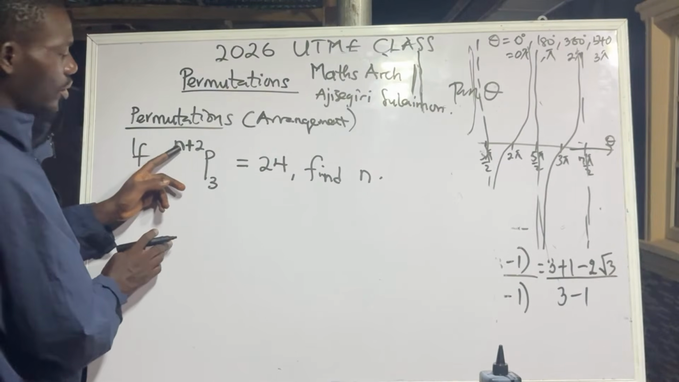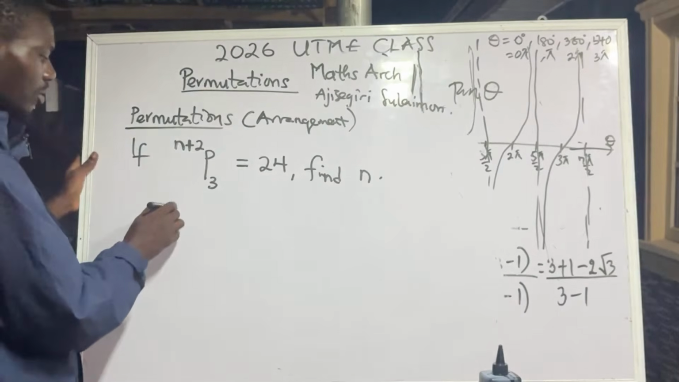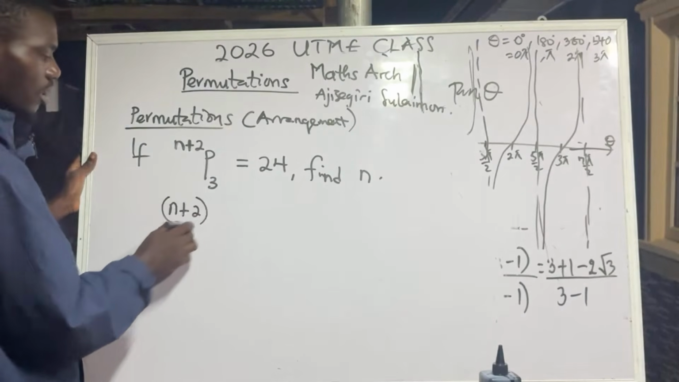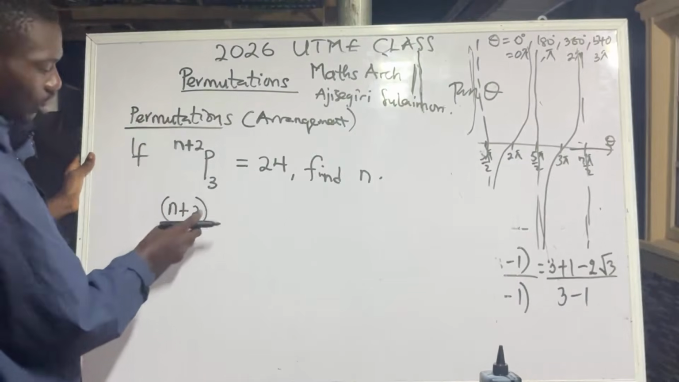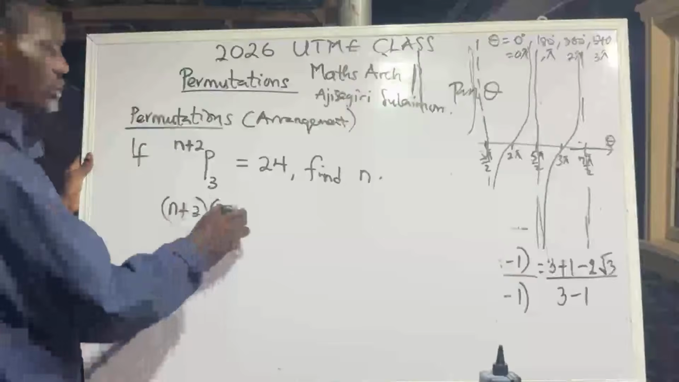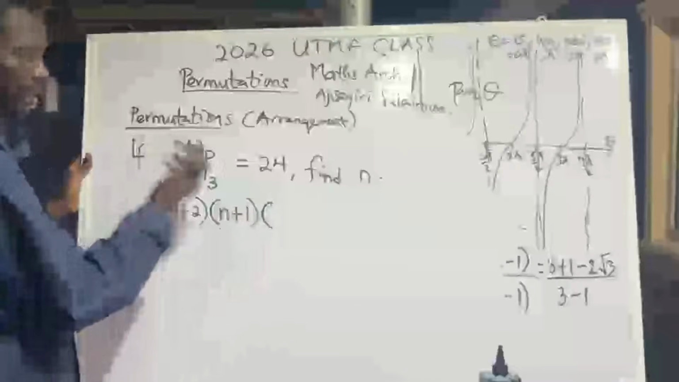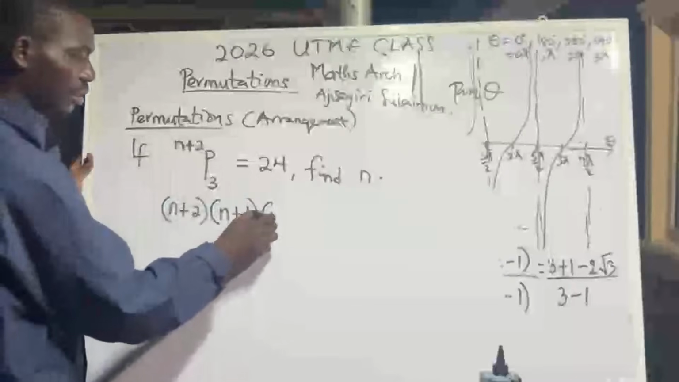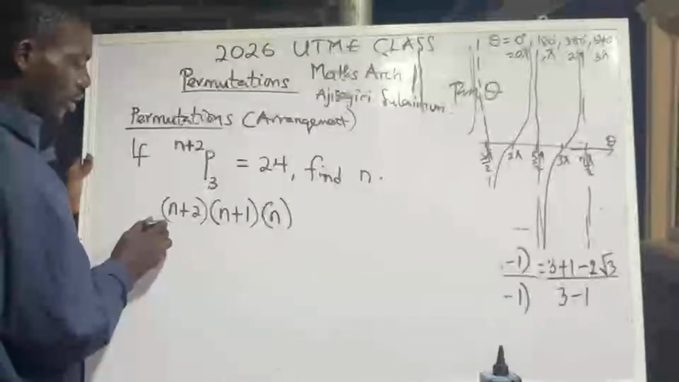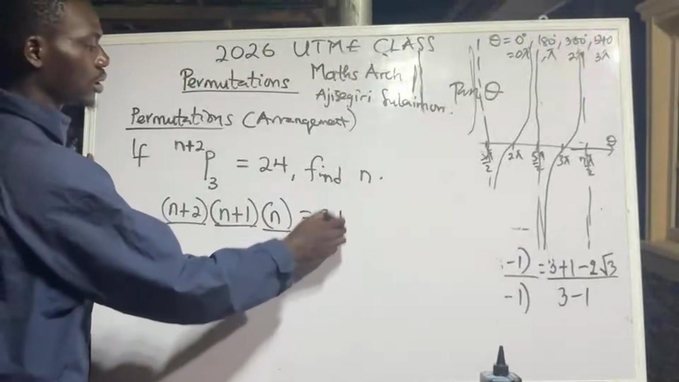It means you have to reduce n plus 2 up to 3 times. So n plus 2, reduce this one by 1. Now when you subtract, it becomes what? n plus 1. By subtracting 1 from 2, it becomes n plus 1. Subtract 1 again, and that's n. So it is how many now? 1, 2, 3. And that is equal to 24.